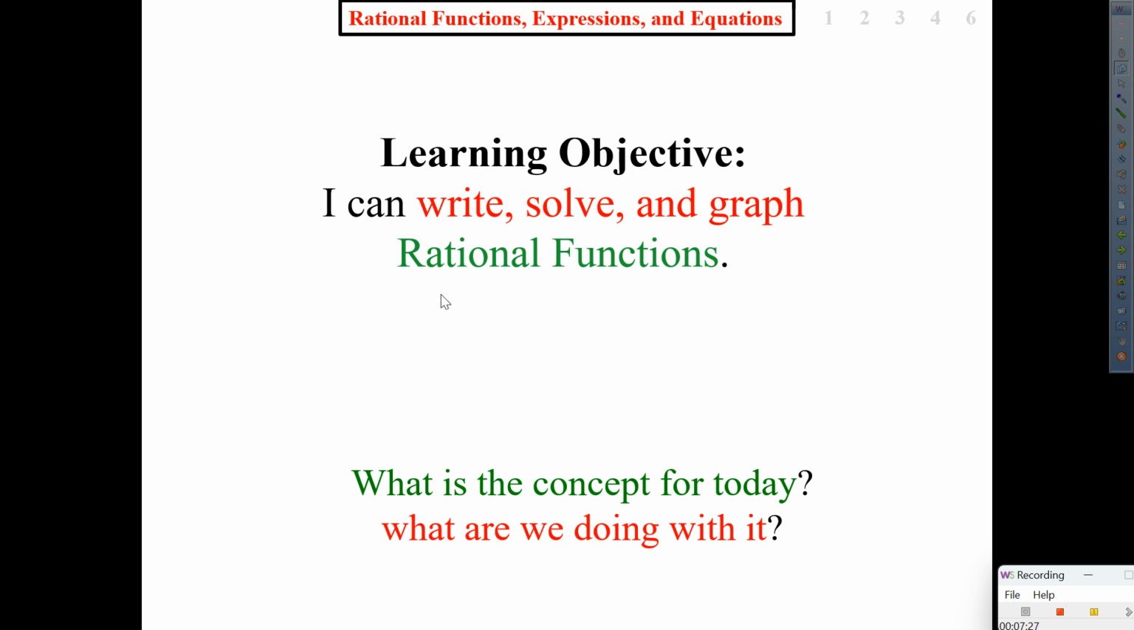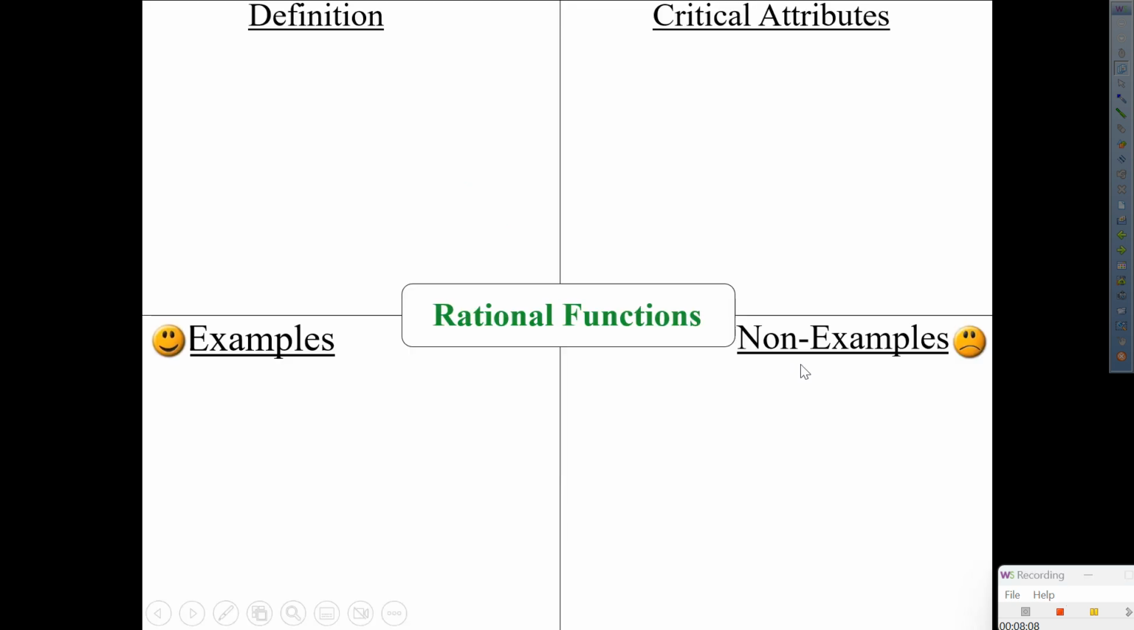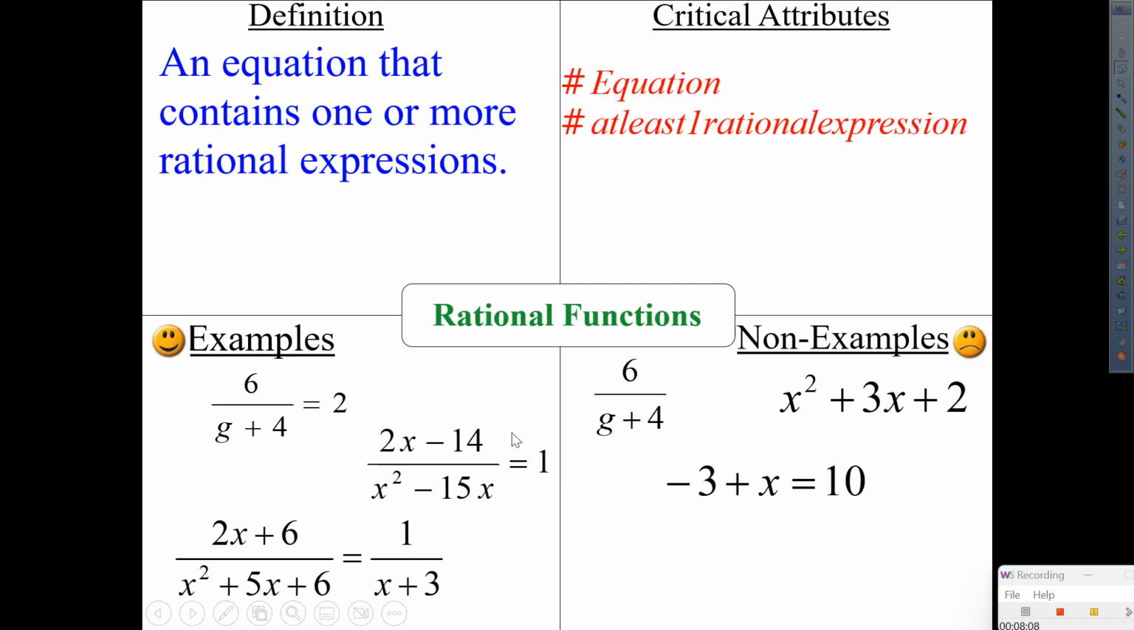Before we move on, rational functions in your own words. Tell your neighbor what they are, please. What are rational functions in your own words? All right. Caleb, what are they? Very close. Instead of expressions, it should be equations. Yes, equations with fractions. Here they are, equal sign, fractions all over the place.